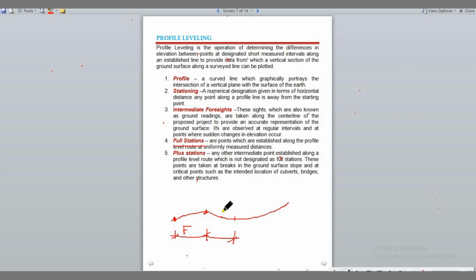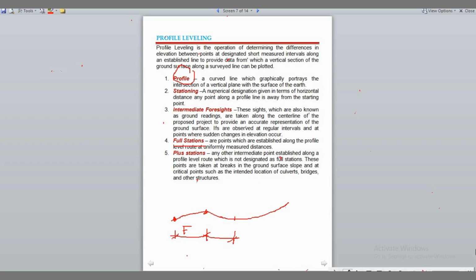So that we can see which part of our proposed road is low and which is high. We need to determine the lowest and highest points for the highway, so that we have an idea where to locate our drainages. That is one of the purposes of profile leveling. You will discuss that during your highway engineering, but for profile leveling, we only need to know the elevations. Again, this profile is a graph where you see the elevations for each point.